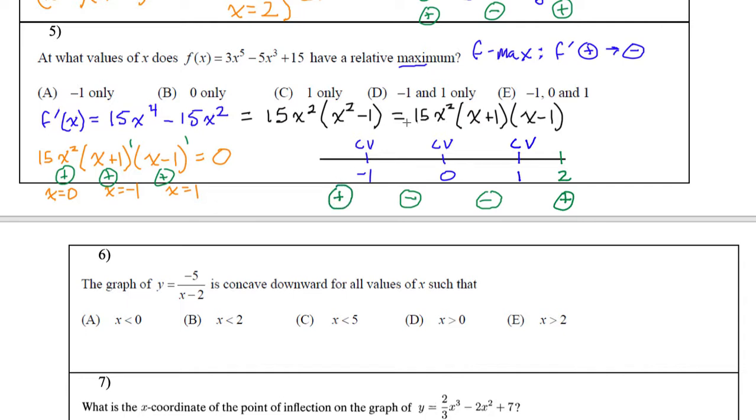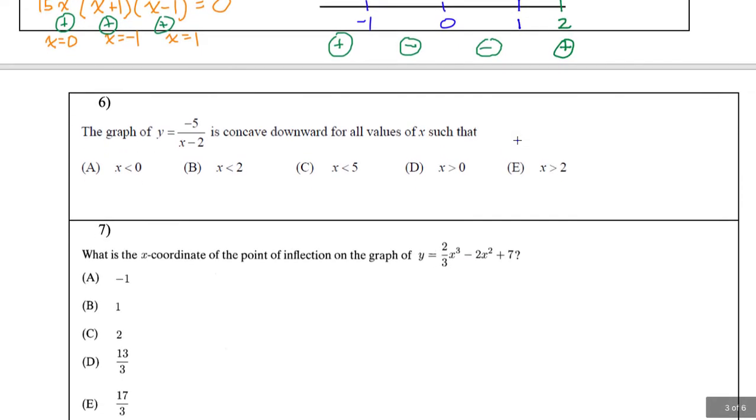All right, so we're looking for a maximum. Where do I go from a positive to a negative? Well, I go from a positive to a negative at this critical value and nowhere else, just at -1. The correct answer is A. And I can label it in our graph as well. That is a max, and this is a min.